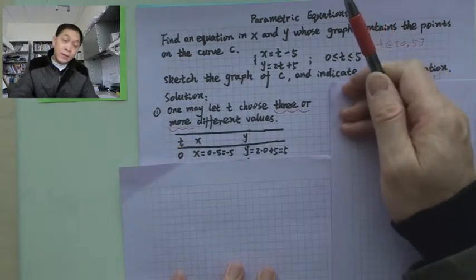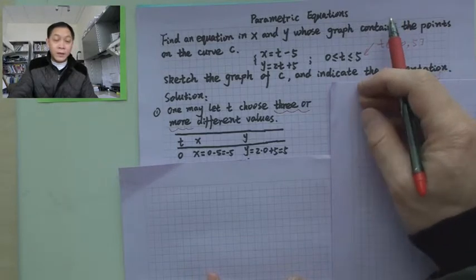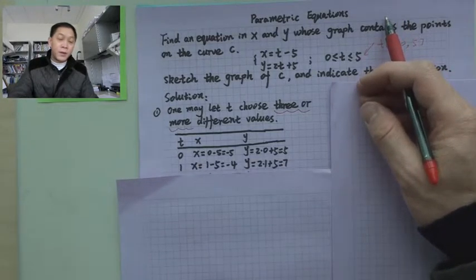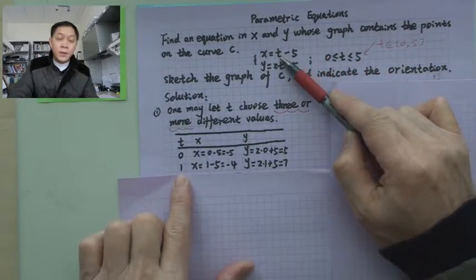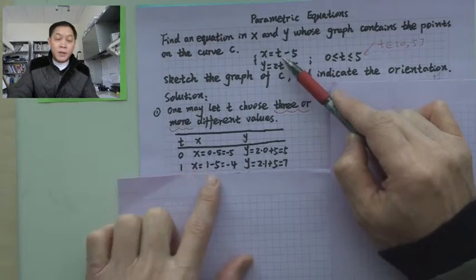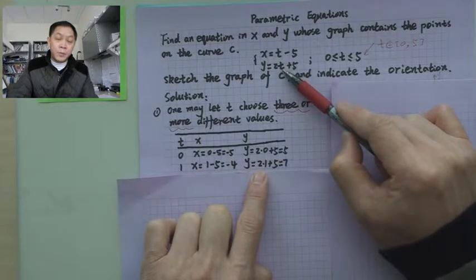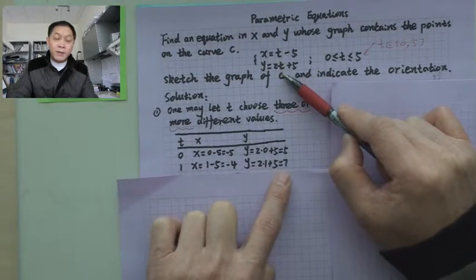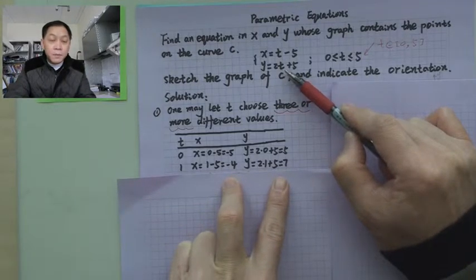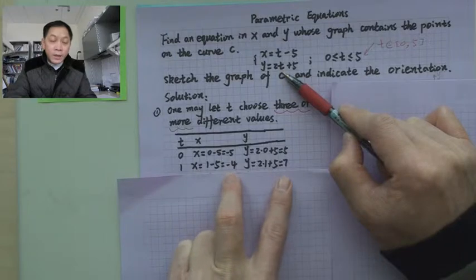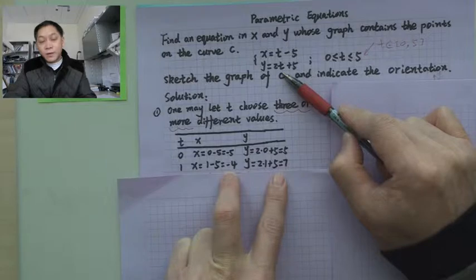Now you may choose another one. Another one may be 1, 2, 3, or 4. Here I chose 1. So t equals 1, and then 1 minus 5 is negative 4 for x, and 2 times 1 plus 5 is 7. So when x equals negative 4, y is 7. So (negative 4, 7) is on the graph.